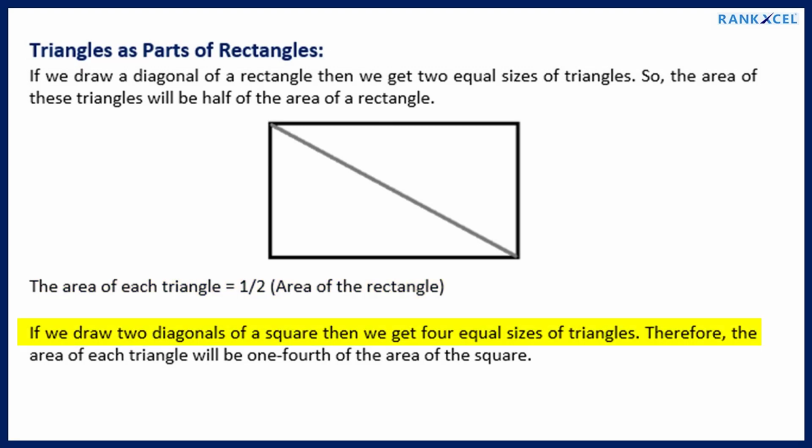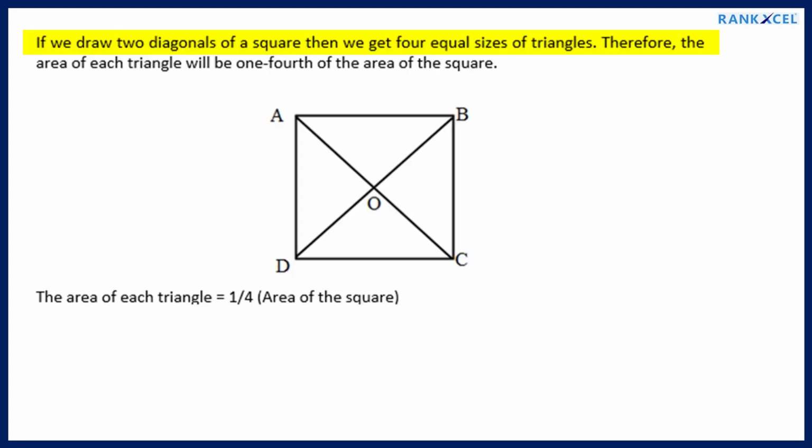If we draw 2 diagonals of a square, then we get 4 equal sizes of triangles. Therefore, the area of each triangle will be 1/4 of the area of the square. The area of each triangle equals 1 by 4, area of the square.